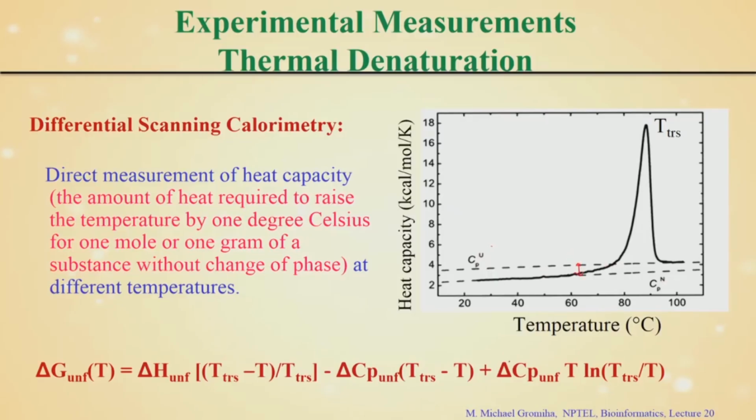Using the delta Cp and the transition temperature, you can calculate the unfolding delta G at any temperature T, and you can get the other information from this graph. So, you can get delta G using thermal denaturation. So, we get the data for delta G with chemical denaturation and thermal denaturation. These are the experimental data.